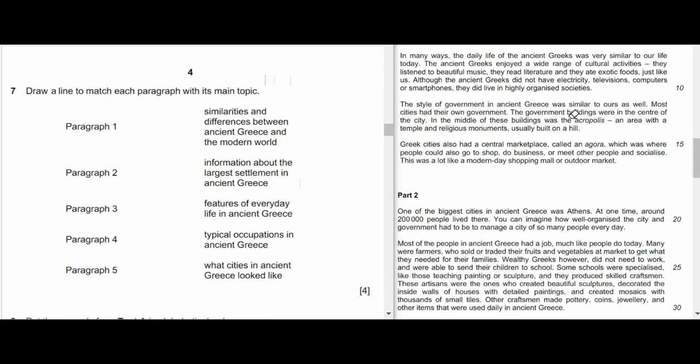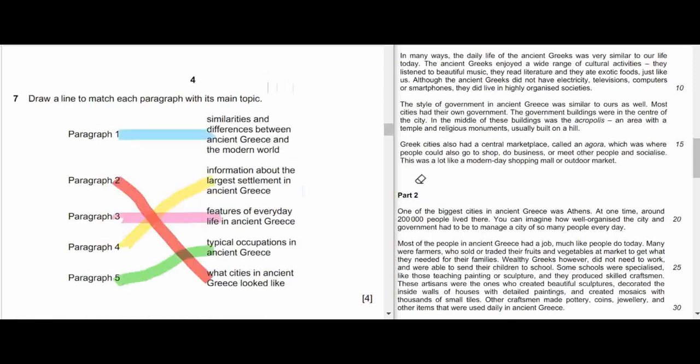Right, let's open up the answer. Here we go. Paragraph 1, similarities and differences between ancient Greece and the modern world. You can see from here. Very similar, that's the keyword. Paragraph 2. What cities in ancient Greece look like? This one, style of government, most cities, building in the center. So that's what cities in ancient Greece look like.